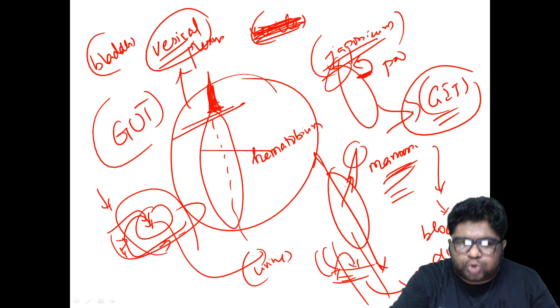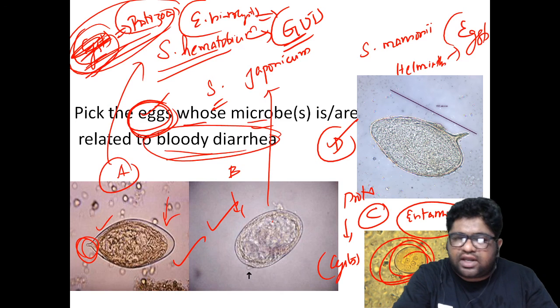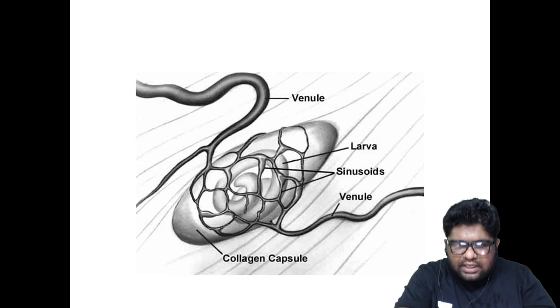And why am I not choosing Entamoeba histolytica in this question? Because I have used the word egg. Entamoeba histolytica does not have an egg, it has cyst.